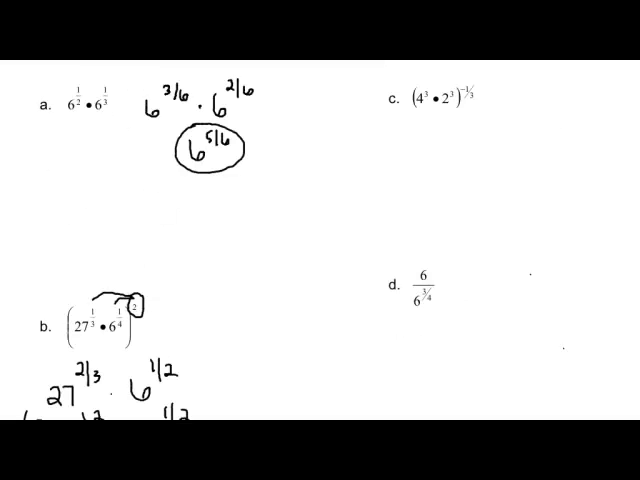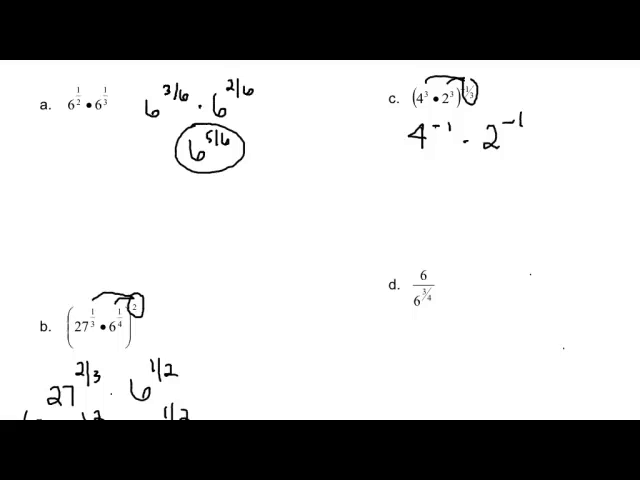For example C, we have 4 to the 3rd power times 2 to the 3rd, and all of that is raised to the negative 1/3 power. So again, we're going to distribute, because this is power to a power. So for 4 to the 3rd, we multiply 3 times the negative 1/3, that gives us negative 1. So 4 to the negative 1 power. And 2 to the 3rd, all raised to the negative 1/3 power, is 2 to the negative 1.